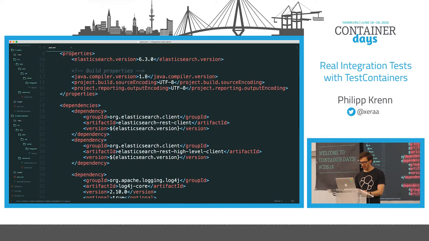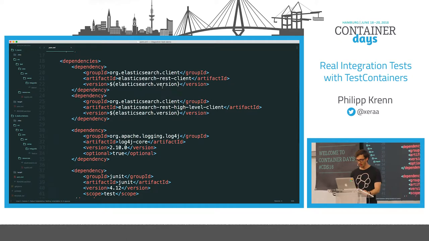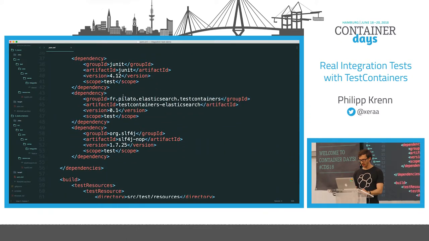So what do we have here? First off, let's start with the dependency. So you can see, okay, we're using our clients to connect. We do some logging. This here is the dependency that we're interested in. So this is his dependency, and that's pretty much all you need for that.